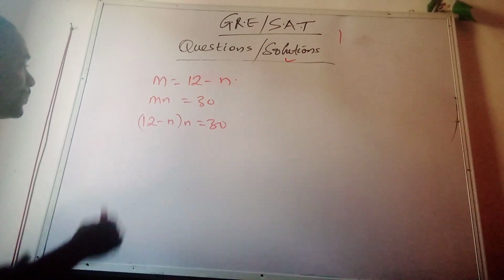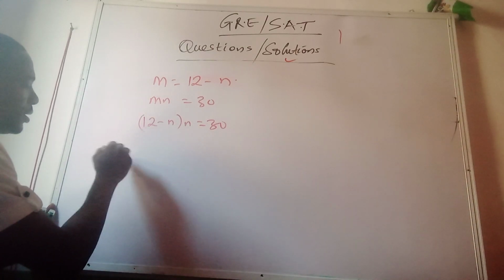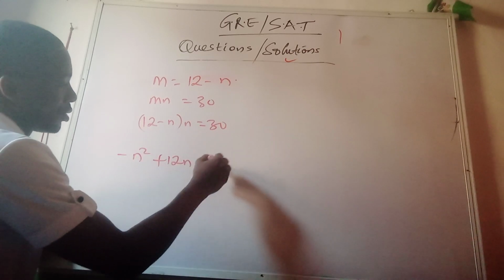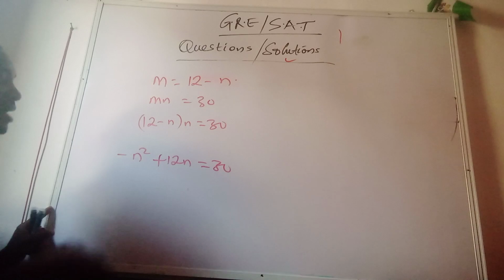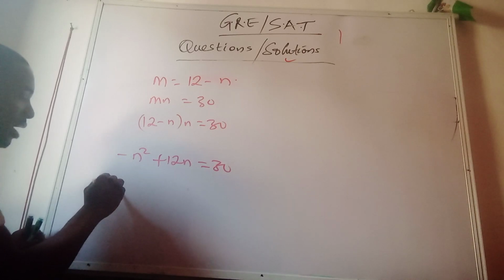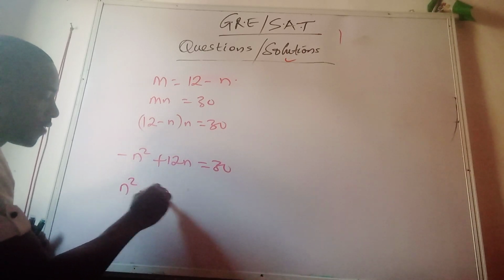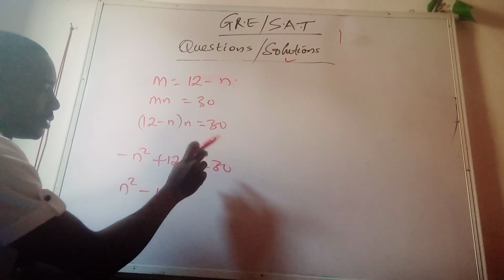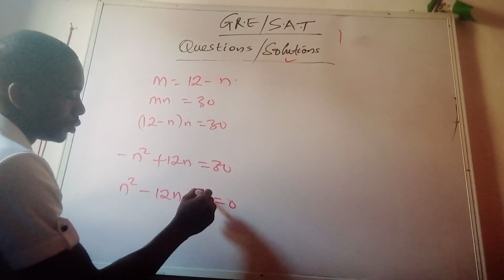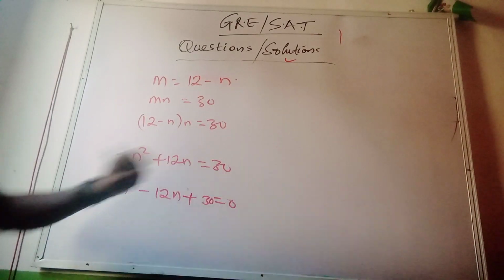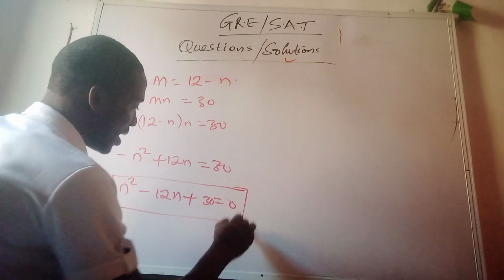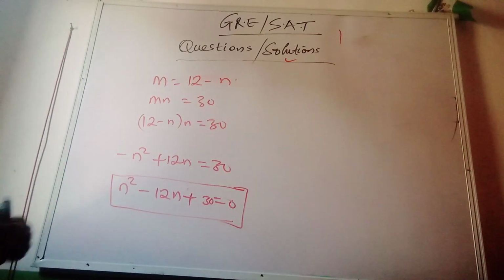To have this, we are going to be having minus n squared plus 12n, which I have rearranged already, equal to 30. So bring it down, or multiply through by minus. If you multiply through by minus, you are going to have n squared minus 12n plus 30 equal to 0. So this has turned to our family, the one we know very well, and we can handle it. So this is now a quadratic.